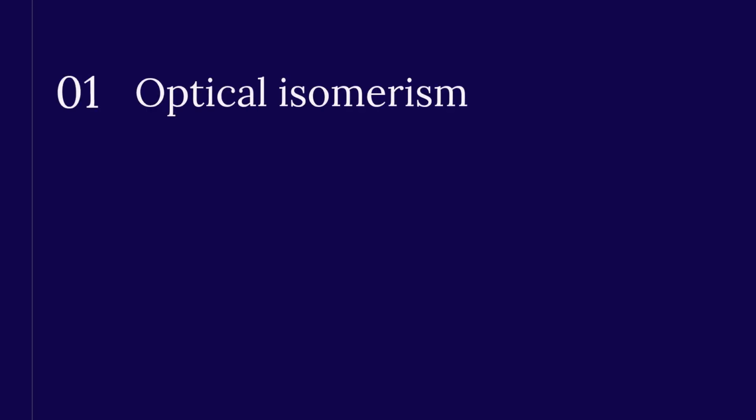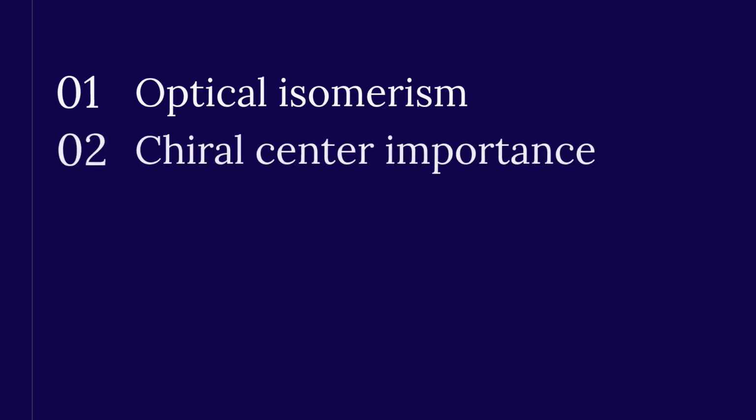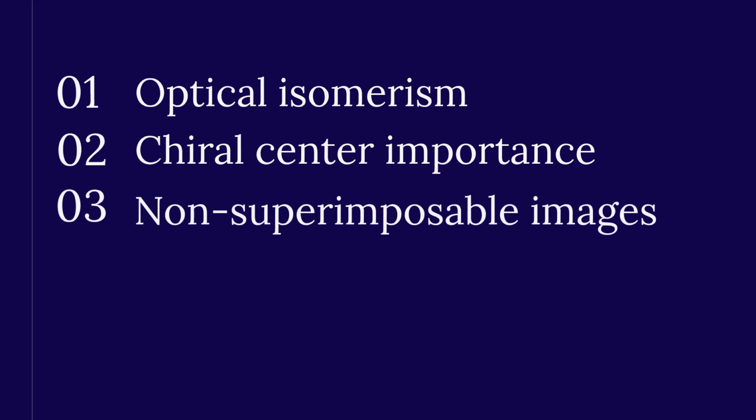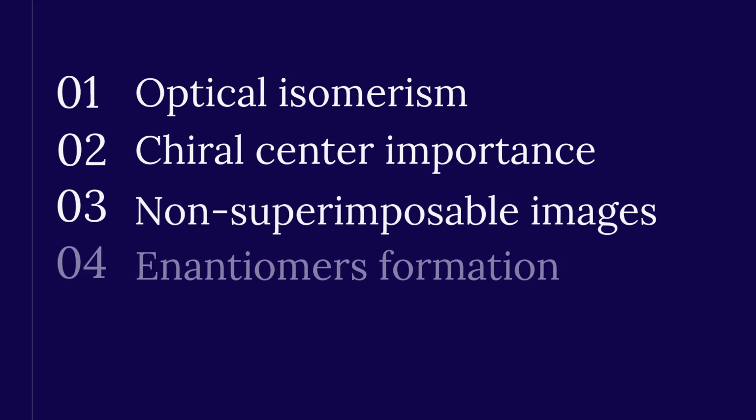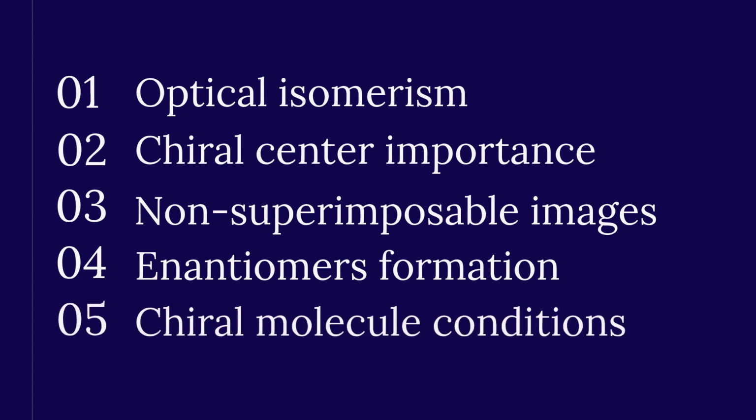Optical isomerism is a type of stereoisomerism where molecules have the same formula but differ in three-dimensional arrangement. These molecules are non-superimposable mirror images, much like left and right hands. The presence of a chiral center, a carbon bonded to 4 different groups, is essential. If 2 groups are identical, the molecule isn't chiral. This fascinating property leads to the formation of enantiomers.